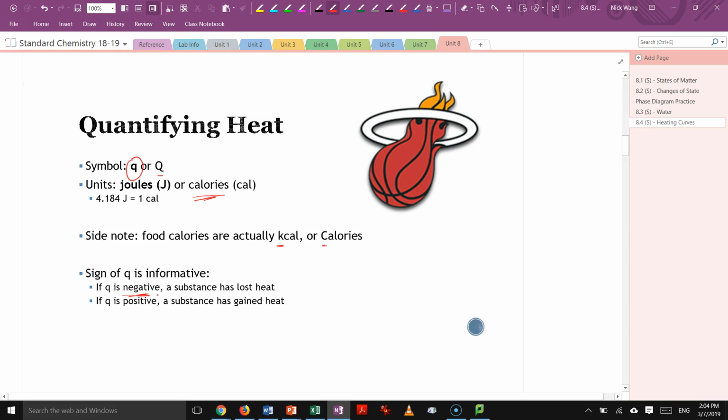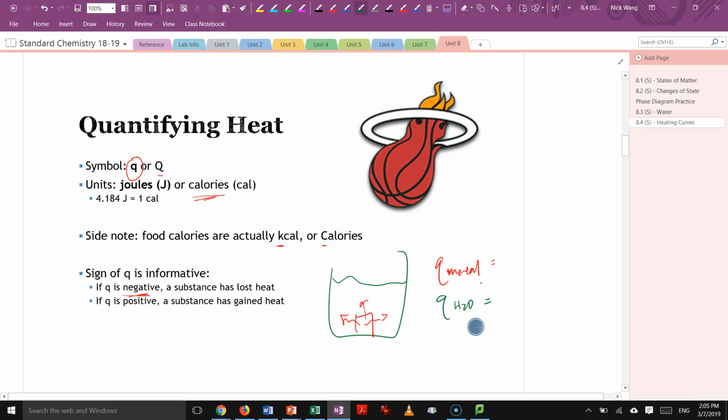So going back to the example from the previous page, where you have this water and a piece of hot metal, the value of the Q, the energy that this block of metal lost, would have a negative sign.